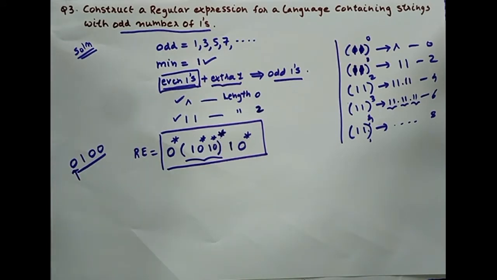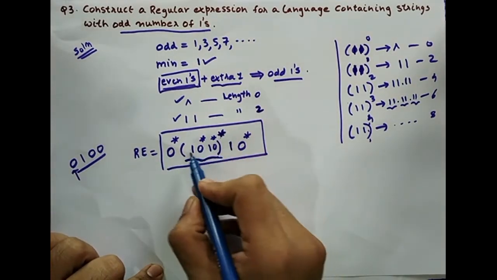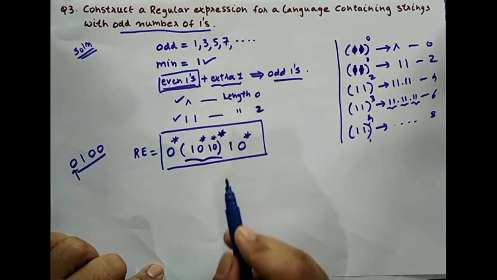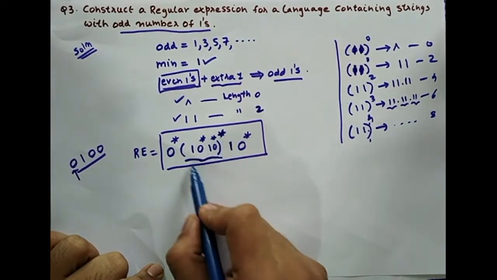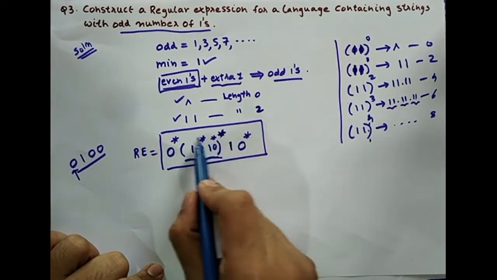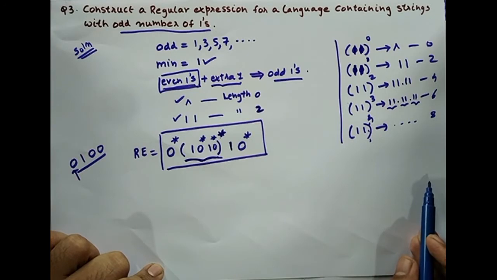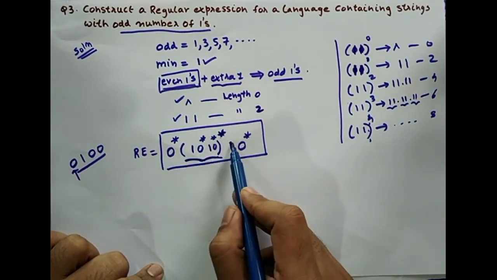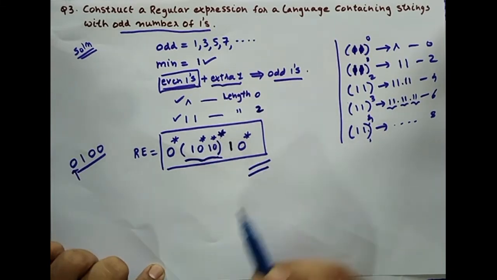And this final regular expression has actually two parts. In the first part, you have a regular expression for accepting even number of ones, and then you have one extra one outside this regular expression. This regular expression, when it is repeated, is going to give you only even number of ones, and to whatever even number that you get, when you have one compulsory one outside, that will become odd number of ones. So this is the regular expression that is required.